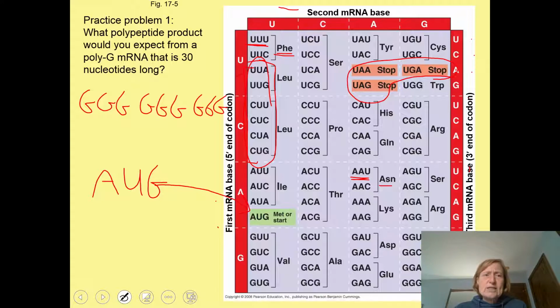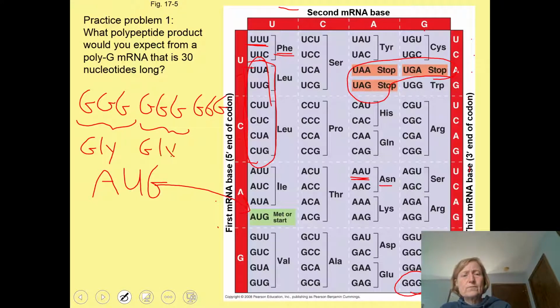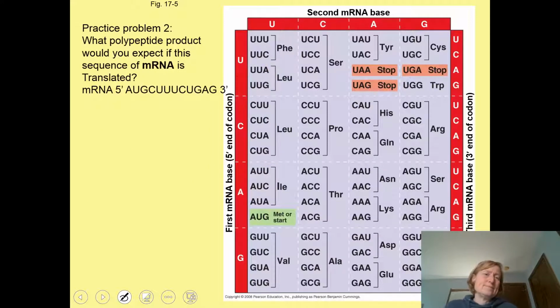Well, what does GGG code for? So we look it up. GGG. Here it is. GGG codes for glycine. So I think for each triplet, I would have glycine. How many of these would I get in a row? I would get 10. So my practice problem says, what polypeptide product would you expect? Well, I would expect glycine, 10 times. We just did it. Let's try problem 2.